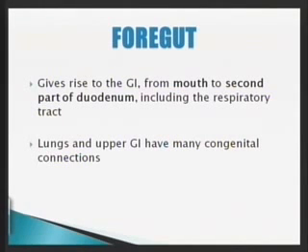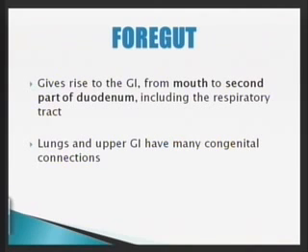So the foregut gives rise to the GI tract from the mouth to the second part of the duodenum. What is that? Well, right where the biliary tract comes into the duodenum, that's about where the second and the first part divide. So right to that area, including the respiratory tract. Lungs and upper GI have many congenital connections. Why? Because they come from the same germinal disc.